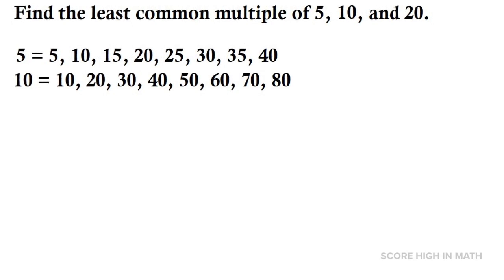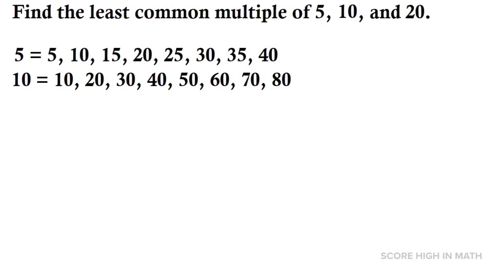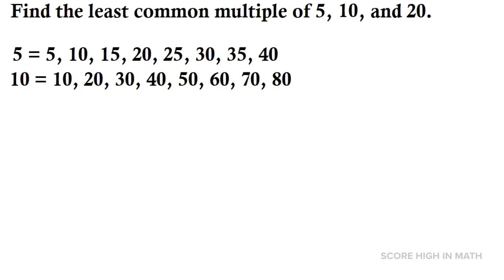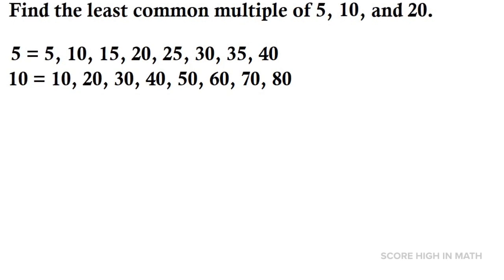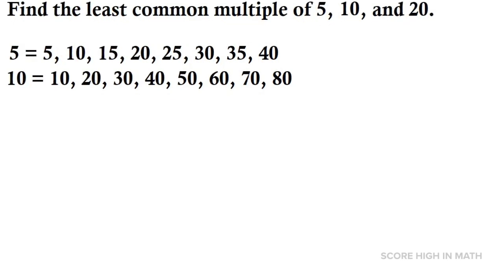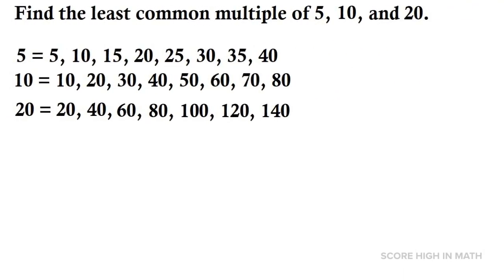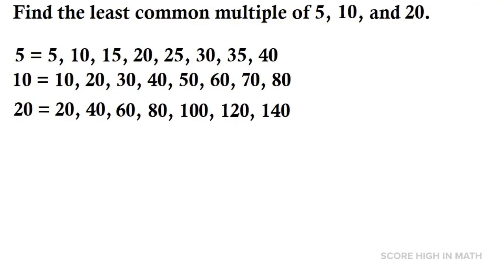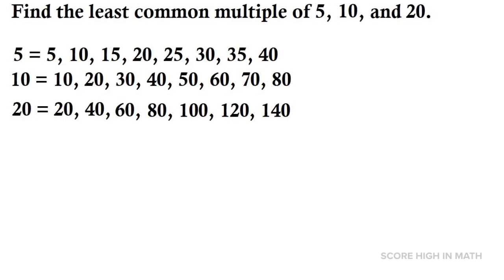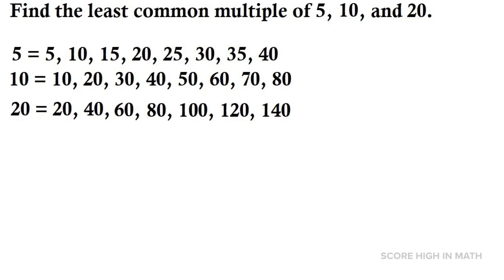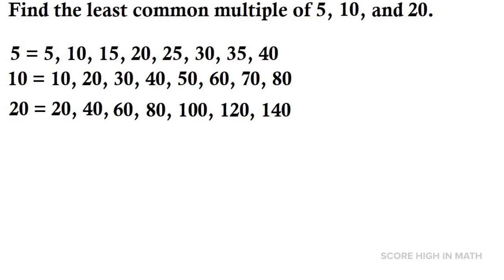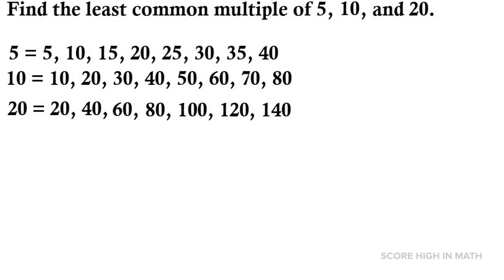Now, let's work on 10. Also skip counting. So 10, 20, 30, 40, 50, 60, 70, 80. Let's move on to 20. It is skip counting by 2, but we're just going to add 0. So it is 20, 40, 60, 80, 100, 120, 140.